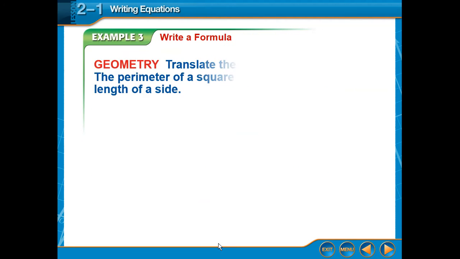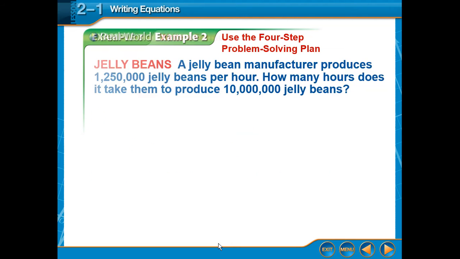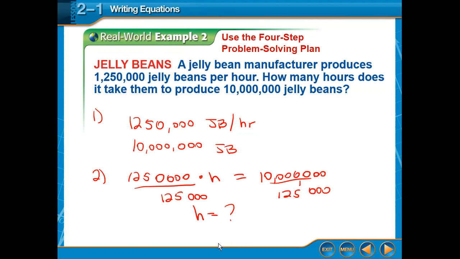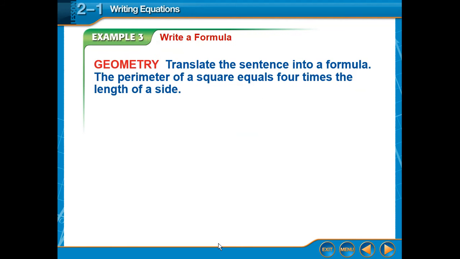All right. Our third step, we solved it, and we just want to check and make sure that it makes sense, but I didn't actually solve it. So, yeah. Okay, the next thing is to translate a sentence into a formula. So, if we have a sentence, we want to be able to write a formula. So, the same thing, we're going to take it piece by piece. So, the perimeter of a square, so we'll call that P, equals 4 times the length of the side. 4 times the length. So we can just say P equals 4L.